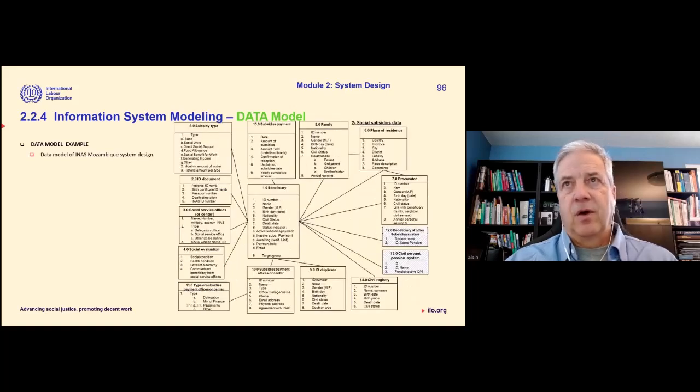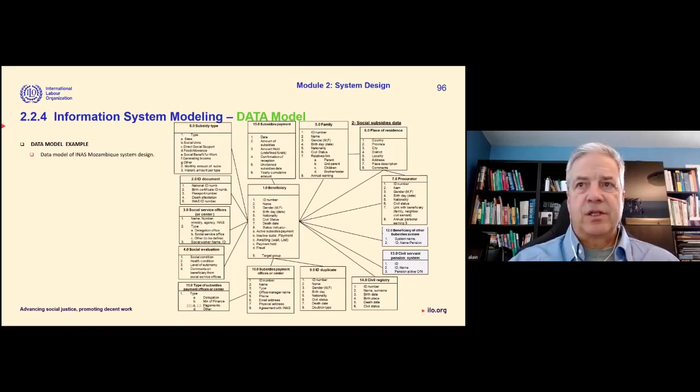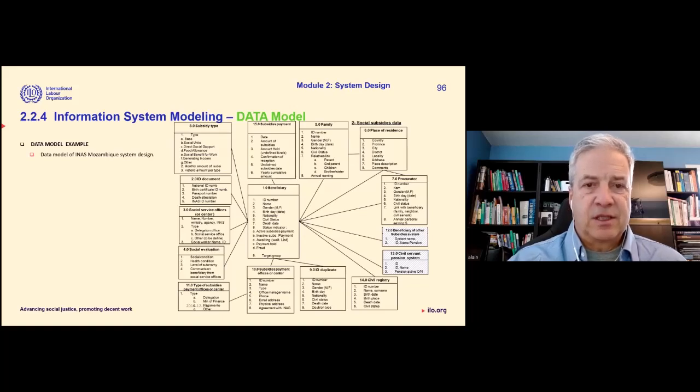And then you go on with the other dimension of the model. So here's about specifically the subsidies, the type of subsidies that are involved, when they can be paid, who's involved, and you see a particularity here. You have two white boxes. Those are data that are coming from other systems that we are linked to.